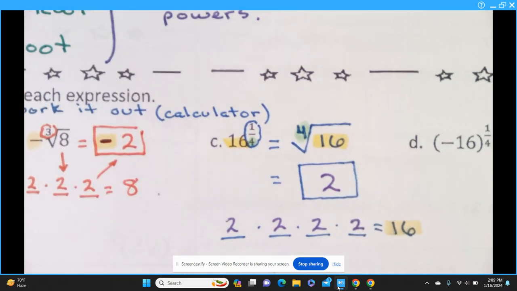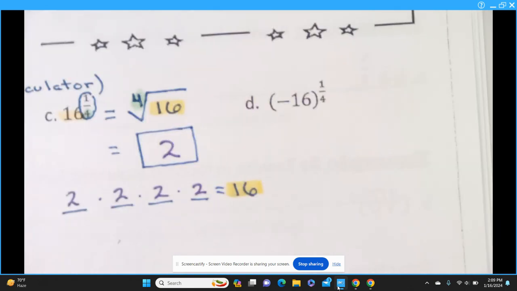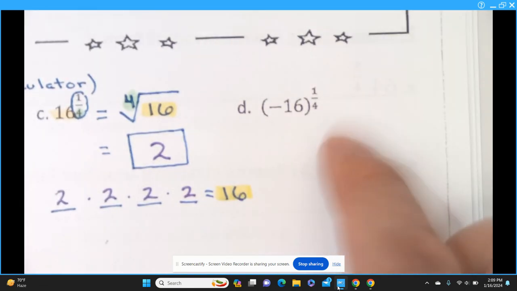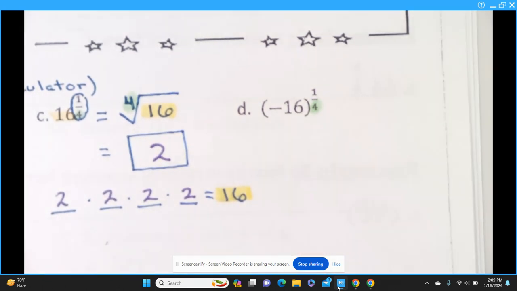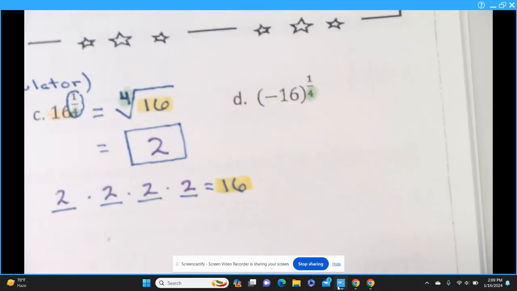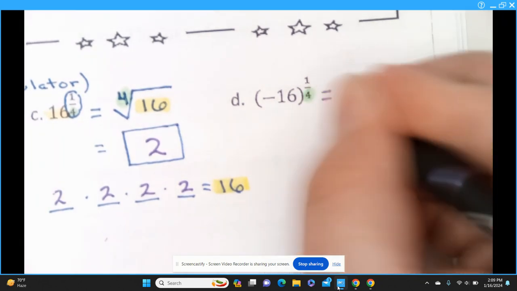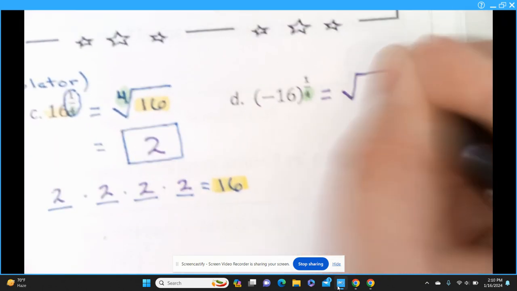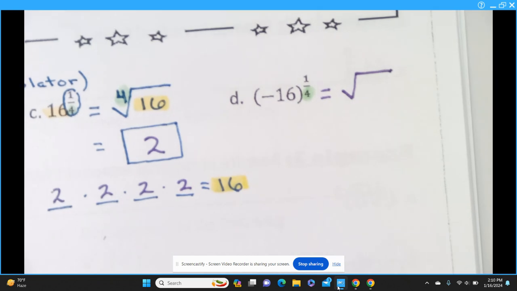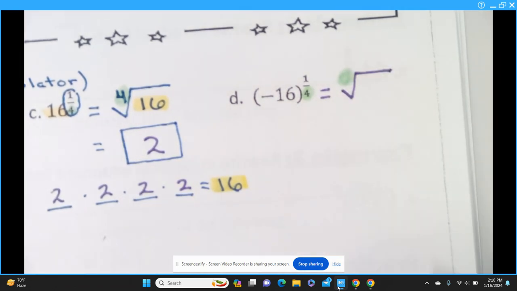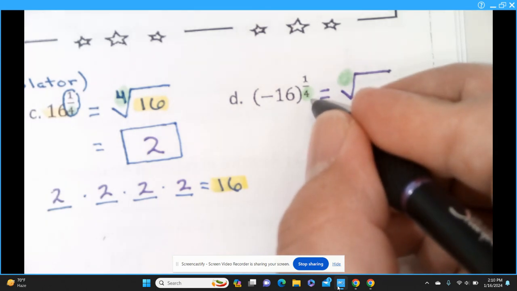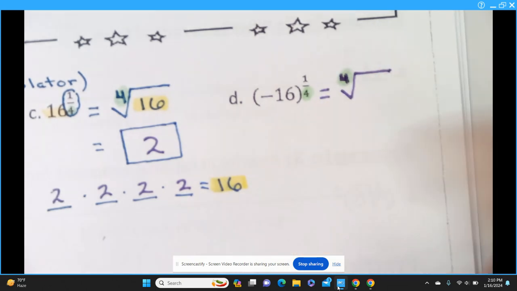And then finally, there's this one. It says negative 16 to the power of 1 over 4. Well, again, I see a power that's a fraction. When I see a power that's a fraction, I don't really like those. So instead, I'm going to turn it into a radical. And not just any radical. Remember, we always have to think about the index. And the index for this problem is, if there's a 4 here at the bottom, then that's the index for my root, for my radical.